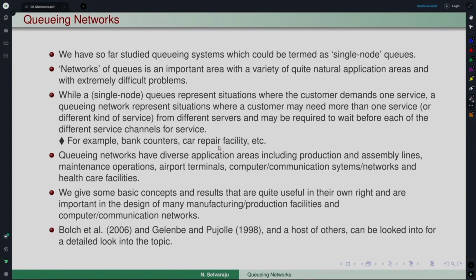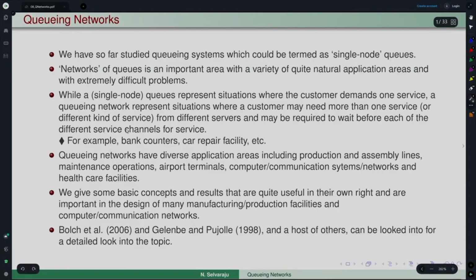Bank counters, going from one counter to another. Or the car repair facility, for example. When a car is being repaired, it is not that every part of the car needs repair, right. There may be one service facility or repairman who will repair only the batteries, someone will look after the tires, someone will look after the engine component, right. Like this, different people will be there. A car may not require repair from all of them, but it has come for repair, right? So, you will have a scenario where they will go through some of these service centers for a complete service.